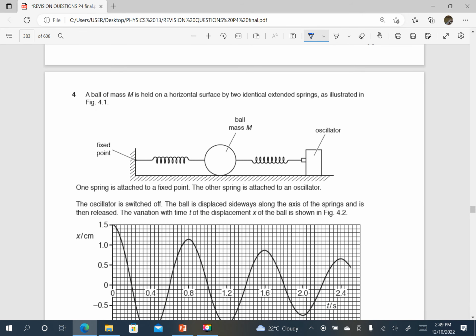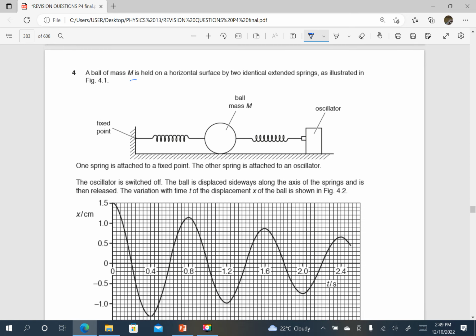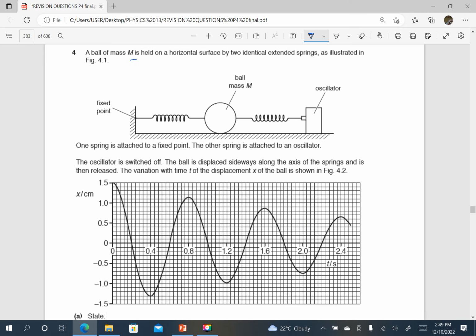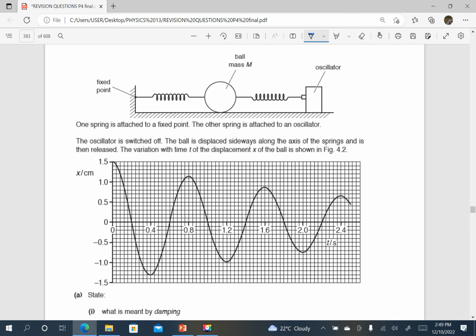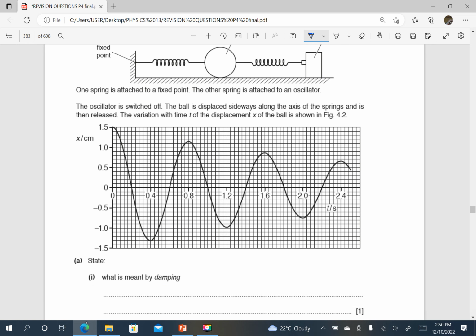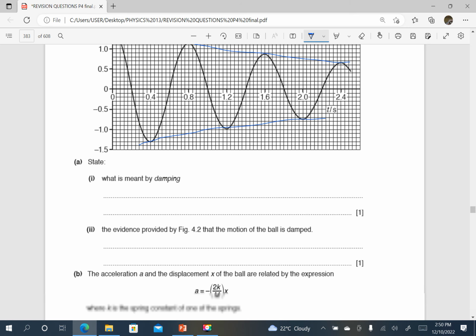A ball of mass M is held on a horizontal surface by two identical extended springs as illustrated here. One spring is attached to a fixed point. The other spring is attached to an oscillator. The oscillator is switched off. The ball is displaced sideways along the axis of the spring and is then released. The variation with time t of the displacement x of the ball is shown. You see that the amplitude is gradually decreasing while oscillations are still going on. So it means that is light damping.